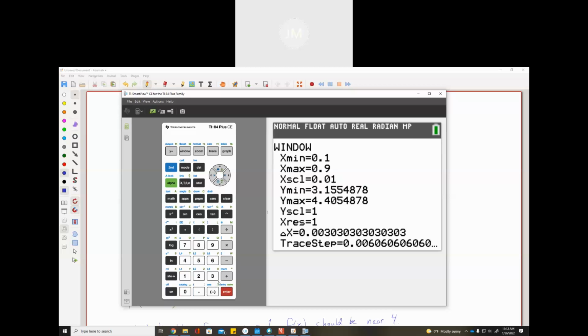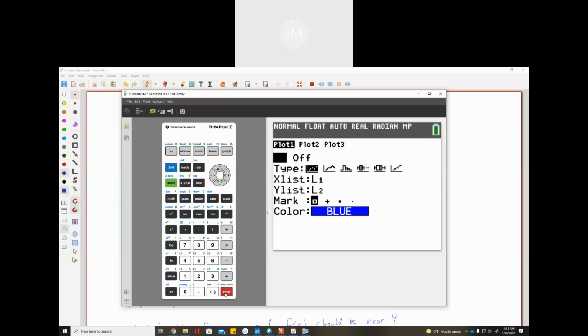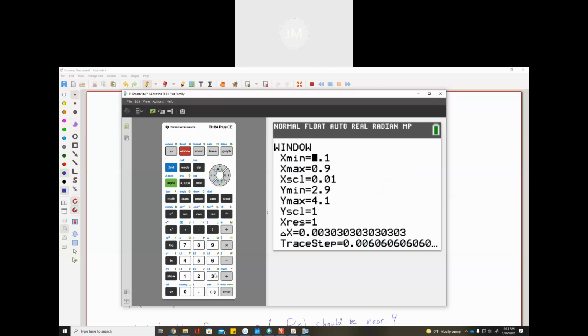Okay, I'm just setting up my graph window here. Okay. Oh, I have a stat plot on. It's messing things up. That's what's causing issues. Okay. Now I trace along the graph. Oops, I didn't include my 1. I'm going to go from 0.9 to 1.1.